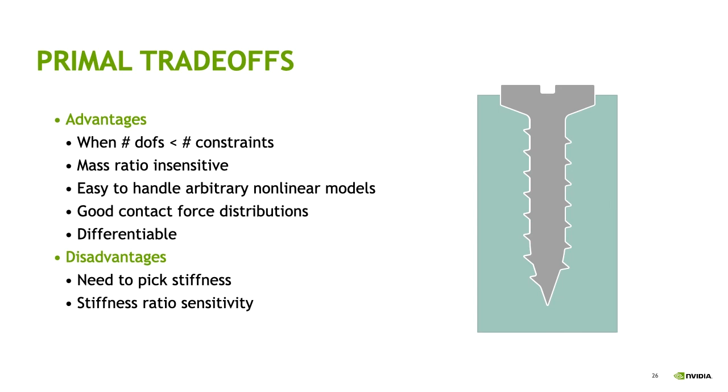The primal methods are mass ratio insensitive, and they're pretty easy to extend to arbitrary nonlinear contact models. We found that they give good force distributions, and they can be made differentiable quite easily. The disadvantages are that you do need to pick these stiffness coefficients, and the ratio needs to be within some range to avoid creating these stiffness ratio problems.